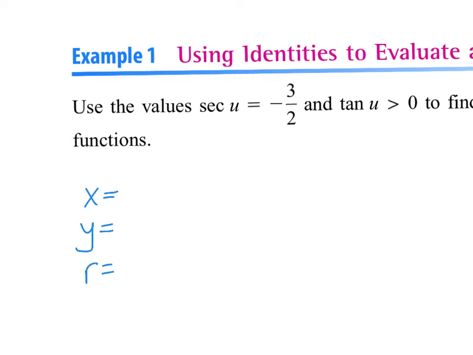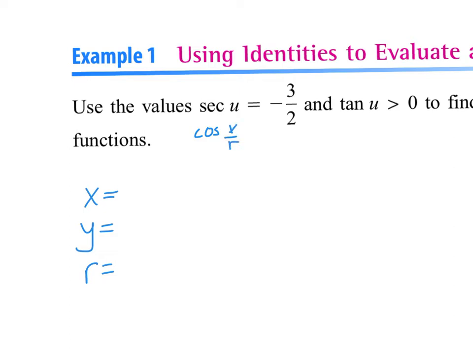So we're going to use that, and we're going to use our All Students Take Calculus to figure out the signs of our x's and y's and to then be able to find all 6 trig functions. So the first thing I'm going to look at is secant u. Secant goes with what? Cosine. Good. So think of that, secant and cosine. Cosine is what over what? Y over r, x over r? X over r. Okay, cosine is x over r.